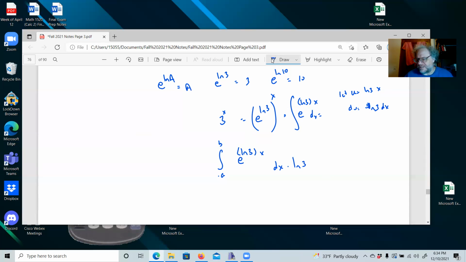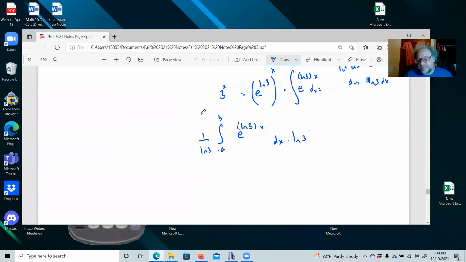Now, I can't just go around doing that, so we're going to go ahead and divide by ln 3 as well, because they'll cancel. Now I'll make my substitution. So this is 1 over ln 3 times an integral, and we have e to the u du, don't we? Because this is now du. The integral of e to the u du is e to the u.